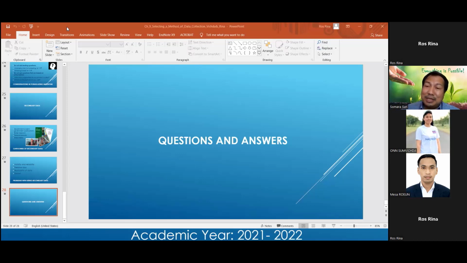Okay, but most of them have pros and cons. Like what you have reviewed here, even if you just use interviews, it has its pros and its cons. And even if you use a questionnaire, it also has its advantages and disadvantages. So you will have some benefit, foundation, or basic knowledge for selecting a method of data collection in your study.